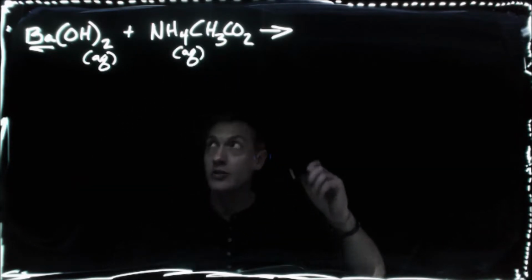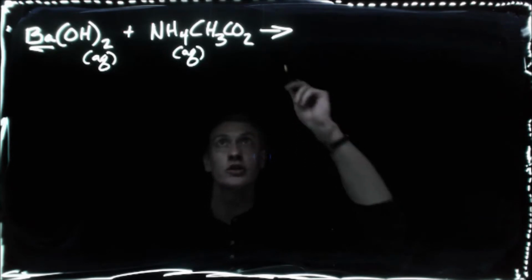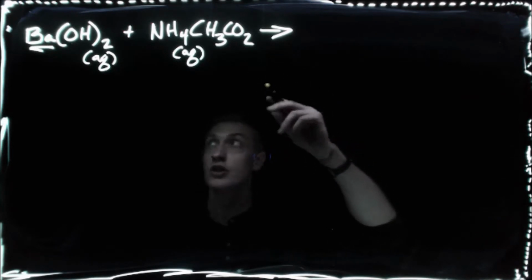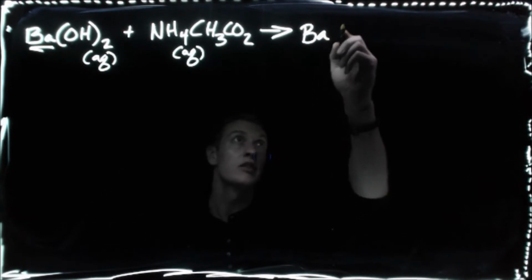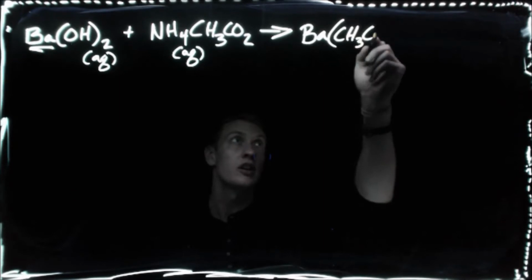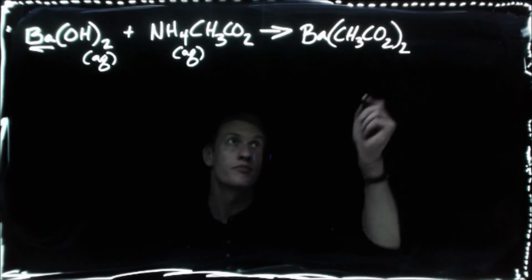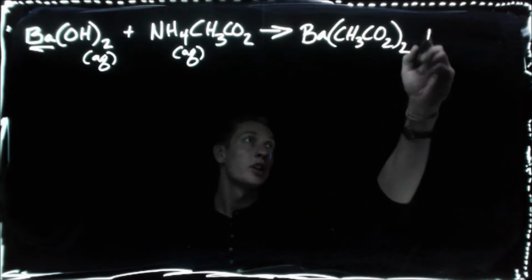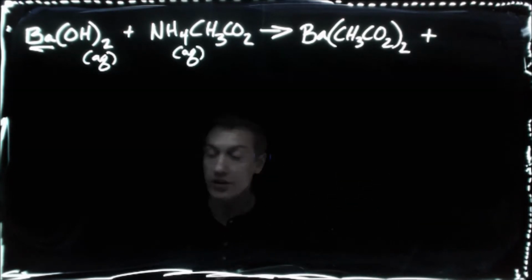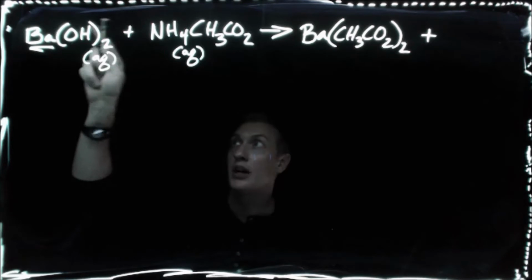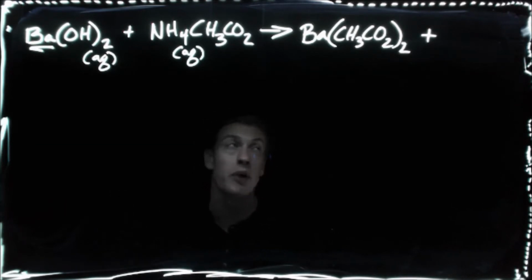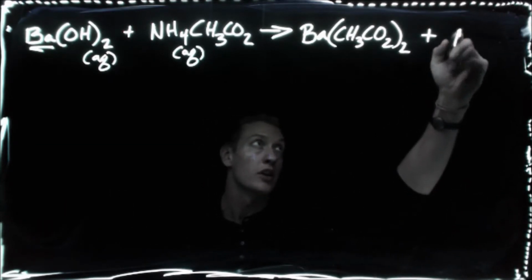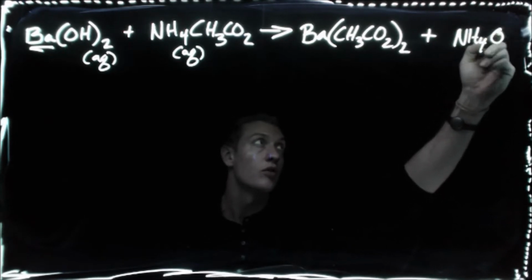So the potential product there, now barium forms a 2+ charge, acetate forms a 1- charge, so the formula for barium acetate is going to be Ba(CH3CO2)2, plus, and then the other combination is going to be ammonium bonded to hydroxide. And since ammonium is a 1+ ion and hydroxide is a 1-, then it's just going to form NH4OH.